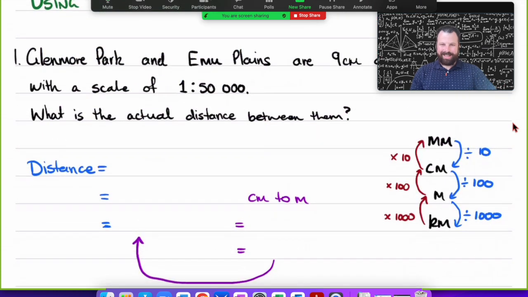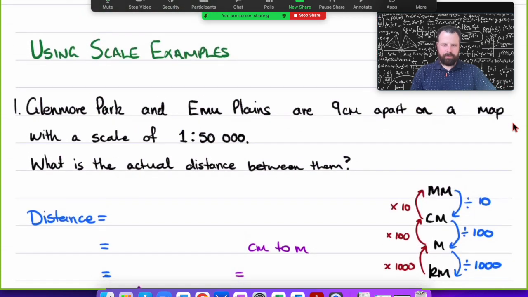All right, so using scales as examples. Here we go. Glenmore Park and Emu Plains are 9 centimeters apart on a map. I'm going to highlight that. That's important for me to know. 9 centimeters apart on a map. And the scale is 1 to 50,000. And remember, with scale, that's the copy, that's the original. So 1 unit on the map is 50,000 units in real life.